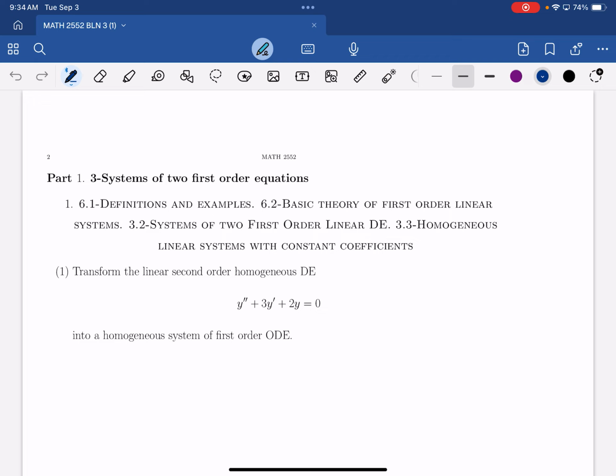After that, we studied the existence theory, the interval of existence. And I think that's pretty much it. That's the last topic that we studied in the previous lecture.